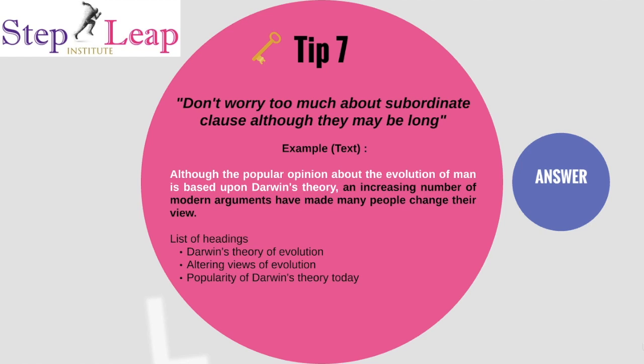So here the writer is trying to say that although there has been popular opinion about the evolution of man based upon Darwin's theory, there are an increasing number of, meaning a rising number of, arguments which have made many people change their views. So the writer is focusing on the increasing number of modern arguments that have made people change their opinion. So you can see the list of headings, and which heading do you find suitable for this text? Tell me.